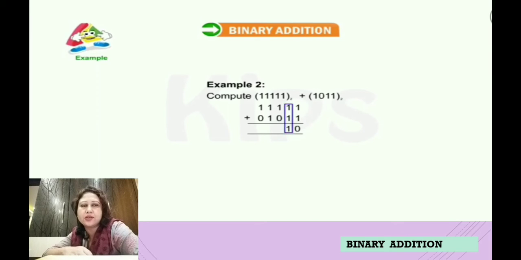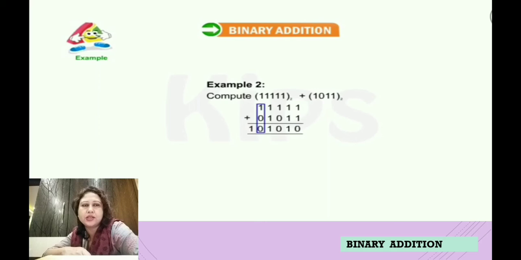10 plus 1 equals 11. Again we'll write 1 in the same column and carry over 1. Again 1 plus 1 equals 10, so 0 in the same column, again carry over 1. 1 plus 1 equals 10, 10 plus 1 equals again 11. So 1 is written in the same place and carry over 1. So 1 plus 1 equals 10. So the answer we get is 1 0 1 0 1 0.